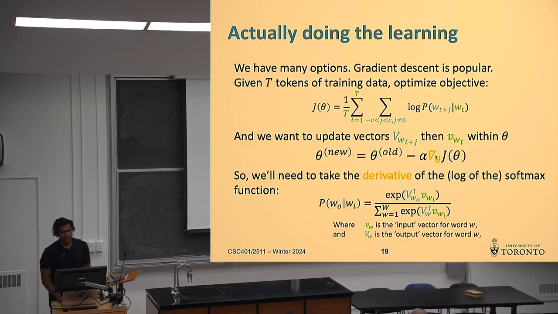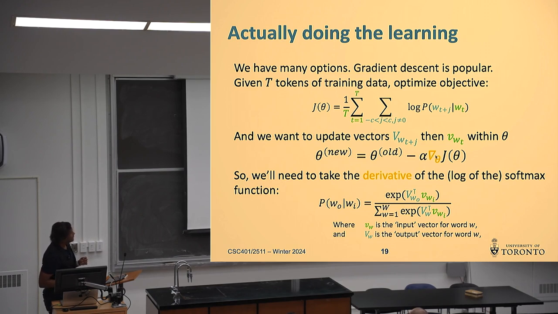Okay, so for learning there are many ways to do it, but gradient descent is the most popular choice. Essentially, you're given T tokens of training data, and you're trying to optimize the objective: the next word given this word, whatever your context words are. We basically update our theta parameters by a basic gradient descent step, which I'm sure all of you are already very familiar with.